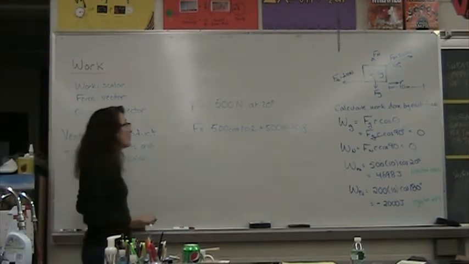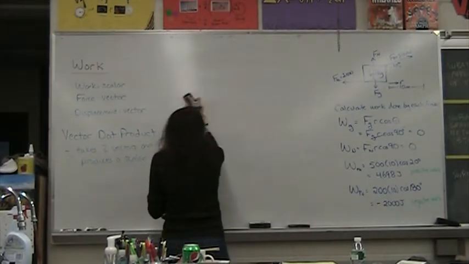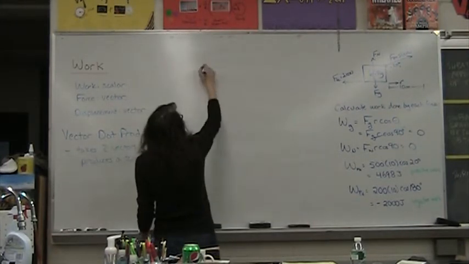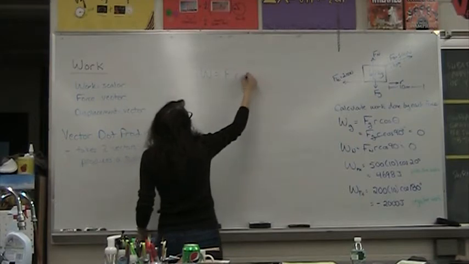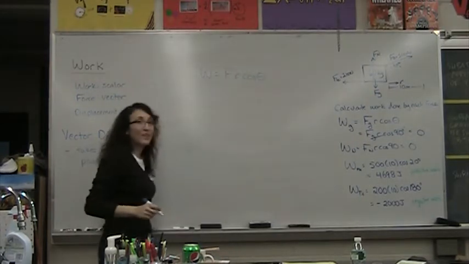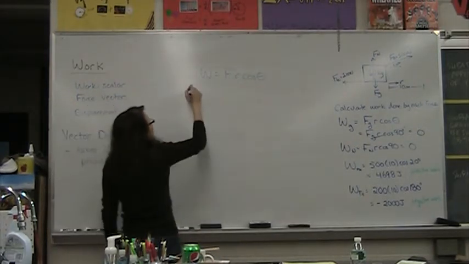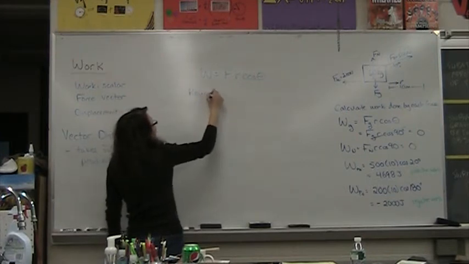So our very first change that we're going to make to our formula, we know that it's FR cosine theta. The very first change that we're going to make to it is we're going to rewrite it as a dot product.